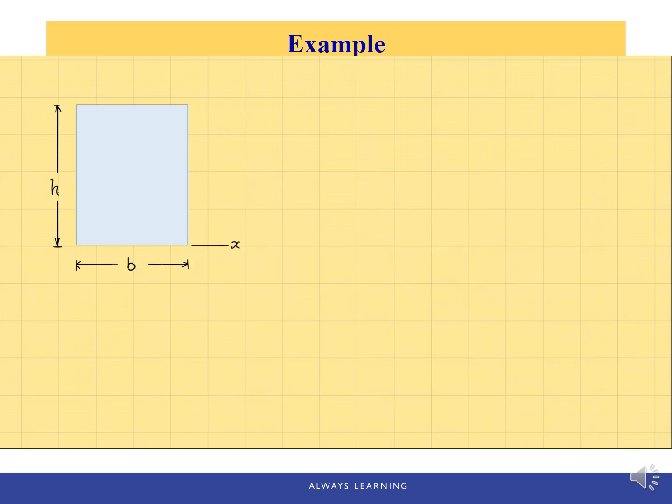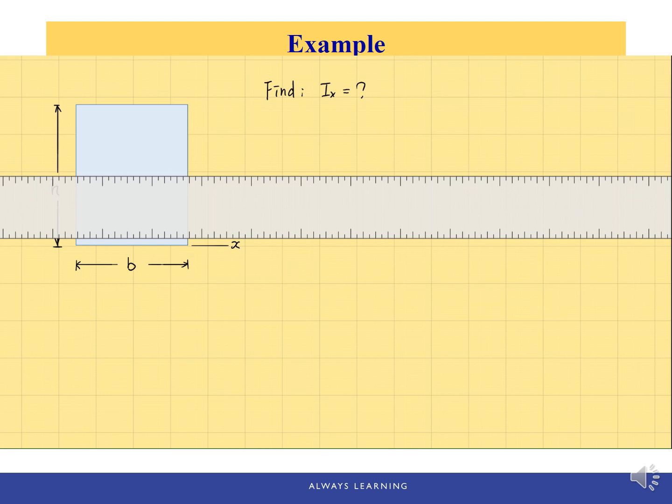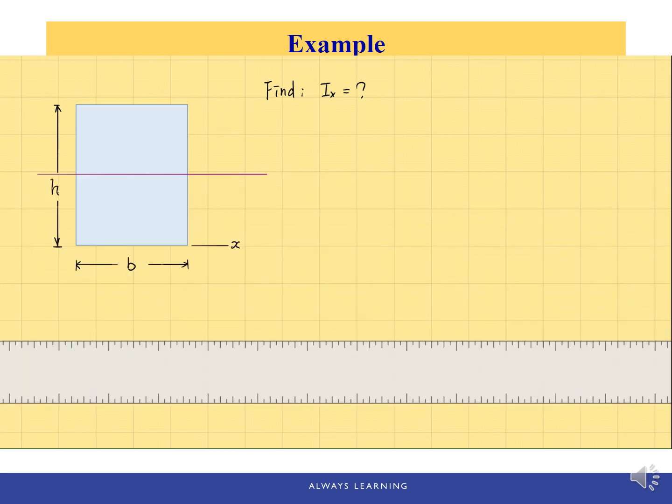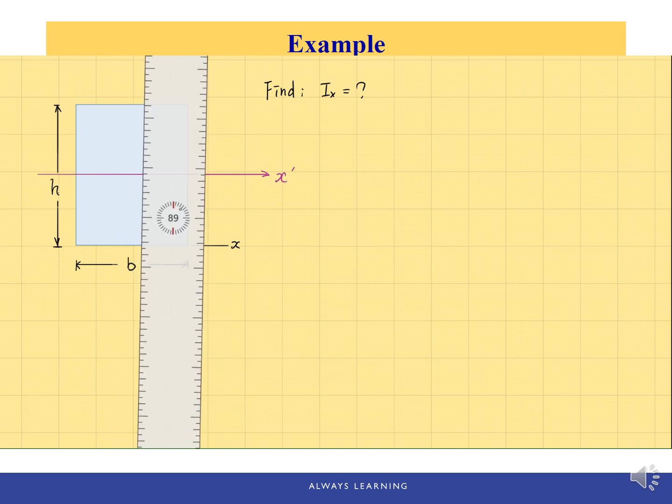If we're looking for the moment of inertia about this given x-axis, which is along the bottom side of this rectangle, first we need to find the centroid, or the centroidal axis x prime, which should pass through the middle center of this area. I'm going to draw it. This is the centroidal x prime axis, and the distance between the two axes is half of h.